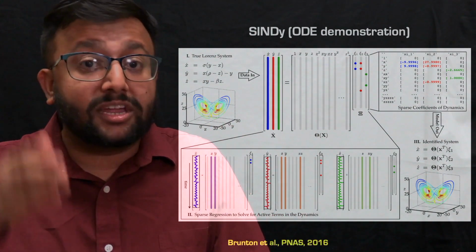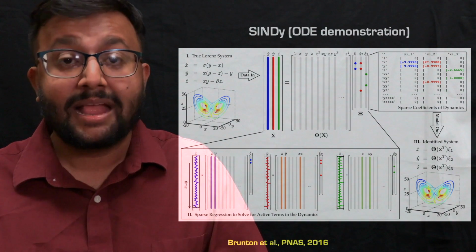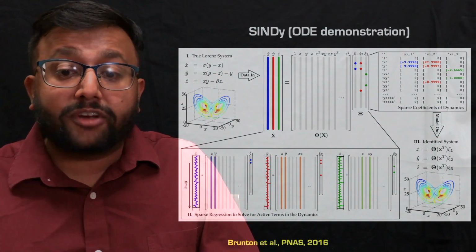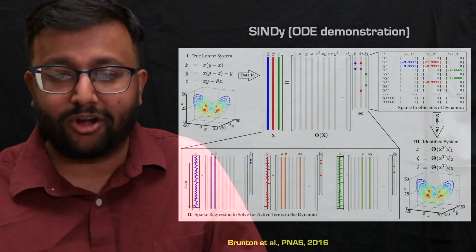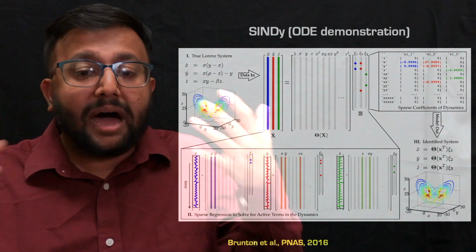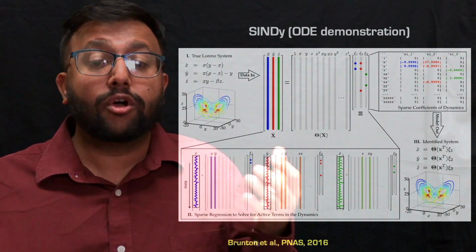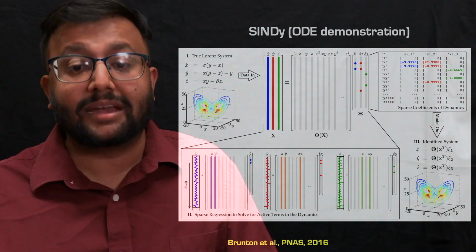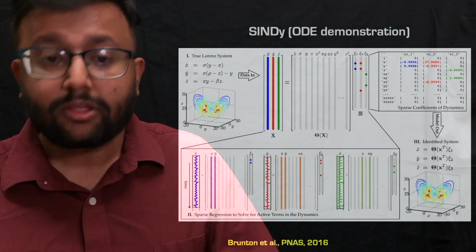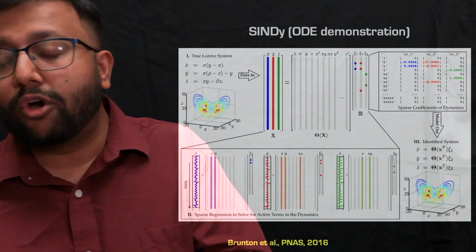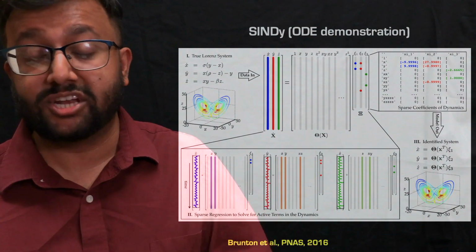So once again, you compute the time derivatives of these three state variables, x, y, and z, on the left-hand side, and you construct a library of terms. Here polynomial terms suffice because we know that the true dynamics has polynomial terms. We then perform sparse regression to solve for the active terms of the dynamics, and we get the coefficients associated with the appropriate library that matches the true Lorenz system really closely. So what we end up seeing is the model coefficients are really, really close to the coefficients of the original Lorenz system.